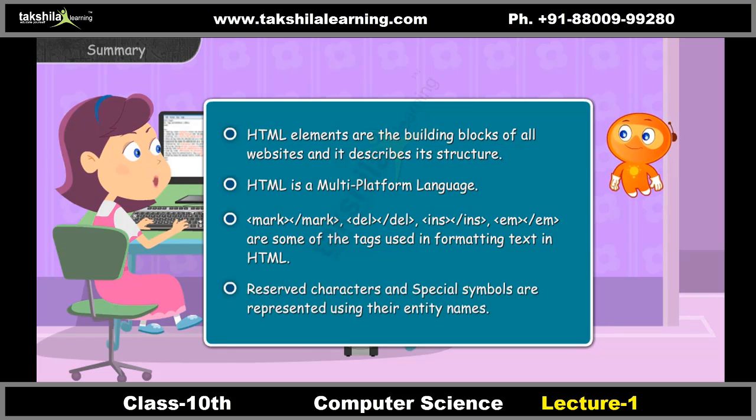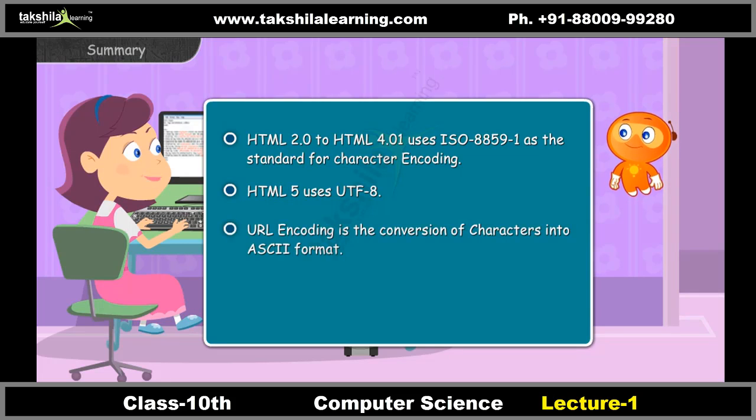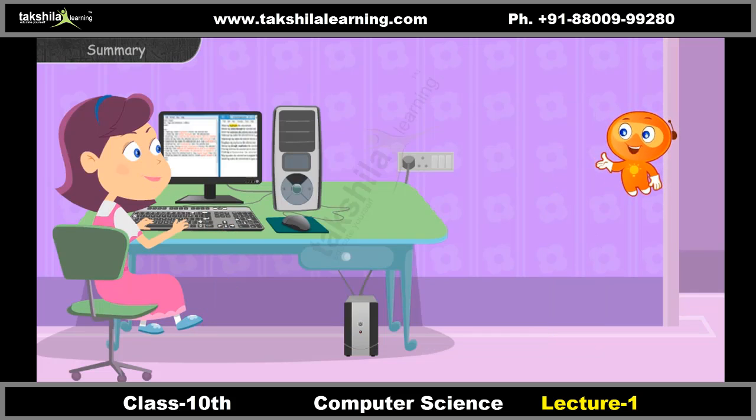Reserved characters and special symbols are represented using their entity names. HTML versions from 2.0 to 4.01 use ISO 8859-1 as the standard for character encoding. HTML version 5 uses UTF-8. URL encoding is the conversion of characters into ASCII format. Well done, Deepa.